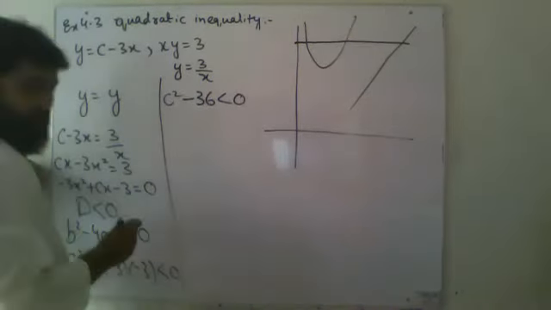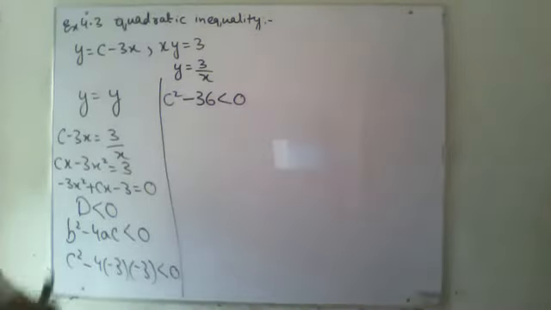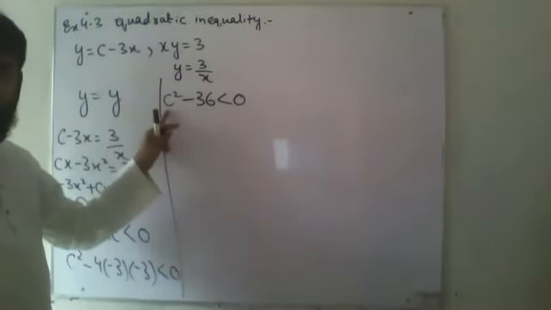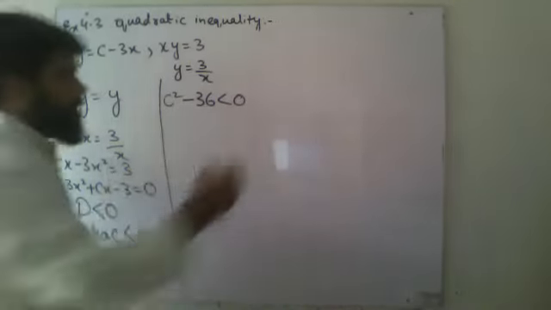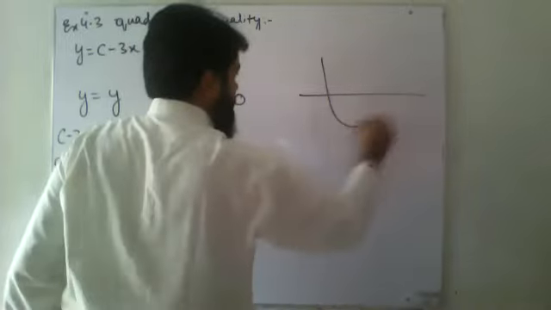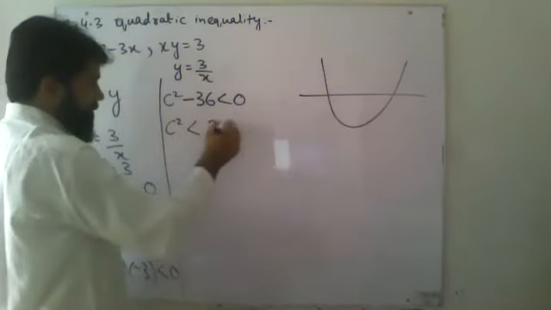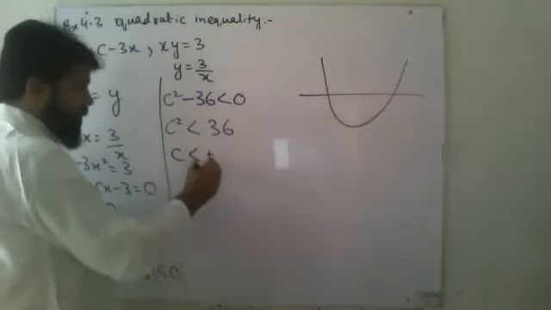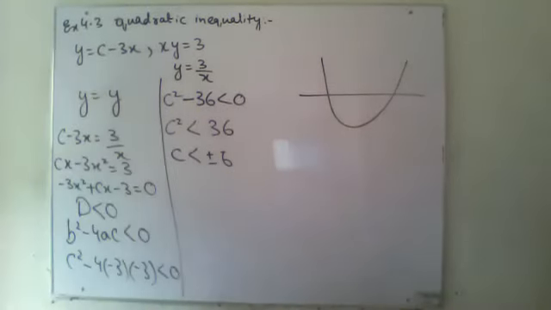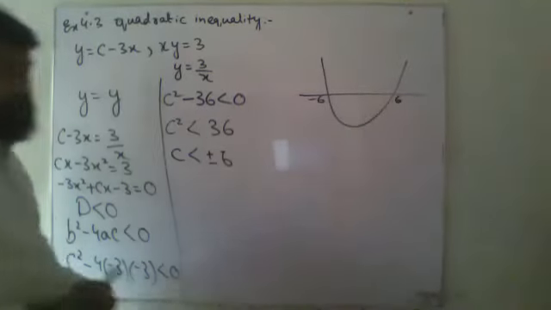Okay, right? Now I don't need this one. That was just a rough example. Now over here, the unknown value, which is c square, has a positive coefficient, so I will make my curve like this. C square, 36 means when I take the square root, it will become plus minus 6. So this is minus 6, this is plus 6. Okay.